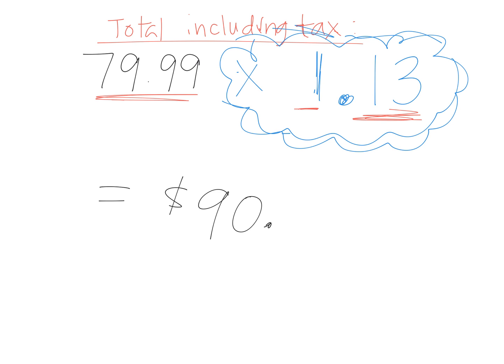90.38. And we got 90.39 before. We rounded it to 90.40. Same answer. $90.40. So if you want to know the total with tax all in one step, multiply it by 1.13. If you want to know just the tax, what do you multiply it by? 0.13. Good.